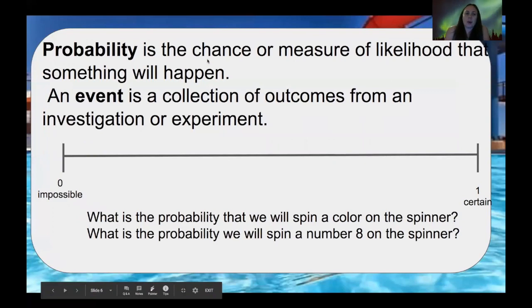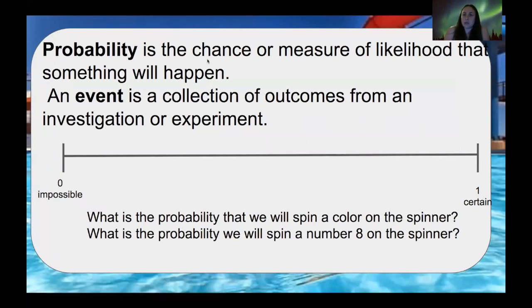All right, so now about the probability. When we're looking at probability, a probability is the chance or measure of likelihood something will happen. An event is a collection of outcomes from an investigation or experiment. So those are 2 vocabulary words that we need to make sure that we know: probability and event. And here is a number line. A 0 on our number line means that it is impossible. It could never, ever, ever happen. Number 1 is certain on our number line, means that every time, it will always, always happen.